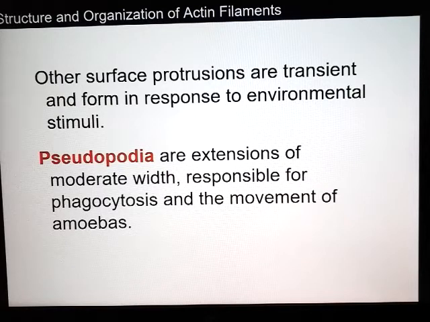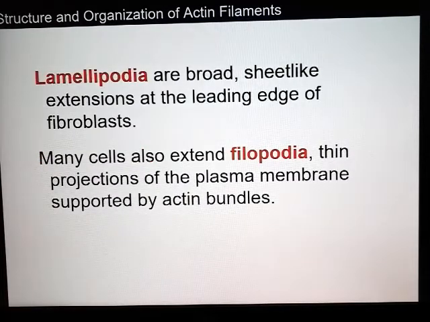Pseudopodia, guys, are extensions of moderate width and responsible for phagocytosis and the movement of amoeba. And you guys have heard of how amoeba actually move. They form pseudopods, and they eat that way too.